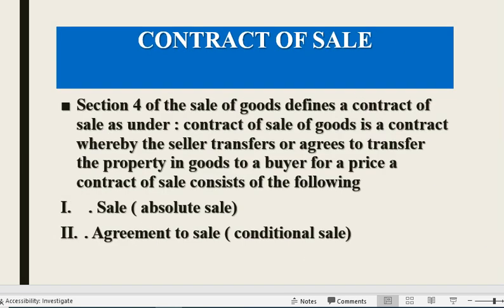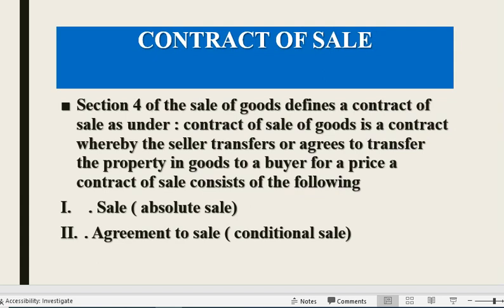Section 4 of the Sale of Goods Act defines a contract of sale. A contract of sale of goods is a contract where the seller transfers or agrees to transfer the property, meaning the ownership of the goods, to a buyer for a price. So in a contract of sale, the seller transfers or agrees to transfer the ownership of goods to the buyer for a price. Price is the essence of the contract of sale.